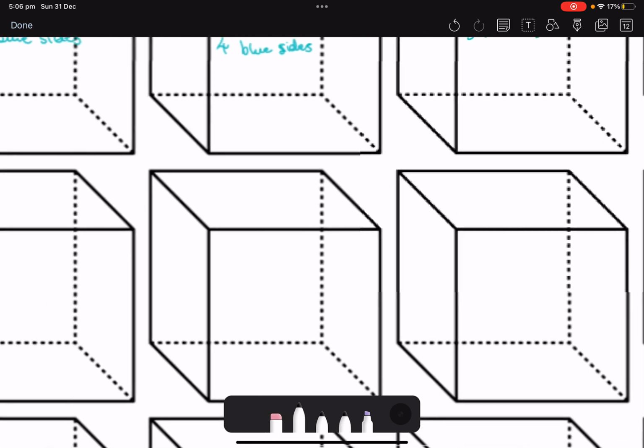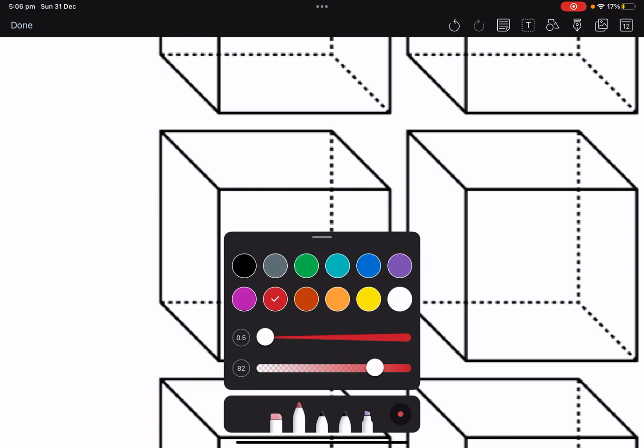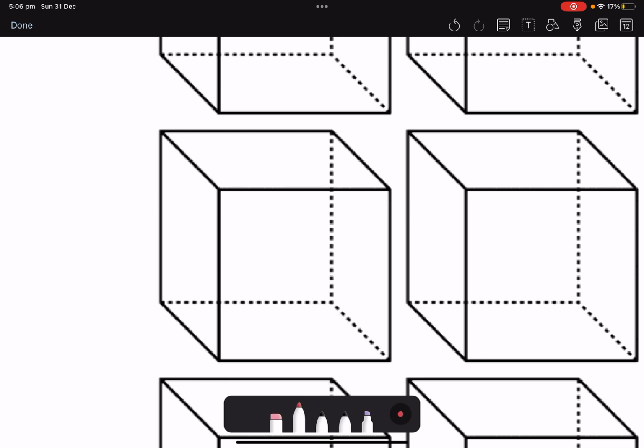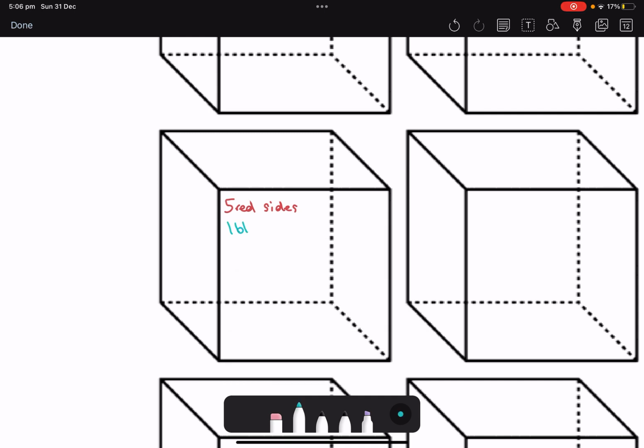Okay. Then for our next cube, there could be 5 red sides and 1 blue side. But there would only be one way to do this, because the blue side would have to be by its own.